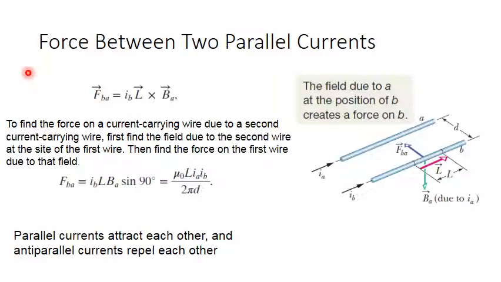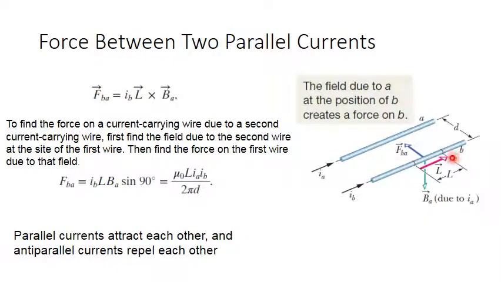In the last chapter, we have seen that if we have a current carrying wire in a magnetic field, there will be a force on this current carrying wire by the magnetic field. And in this chapter, we have seen that if we have a current carrying wire, this current carrying wire introduces a magnetic field. So what will be the situation if we have two parallel wires and each of them includes a current?